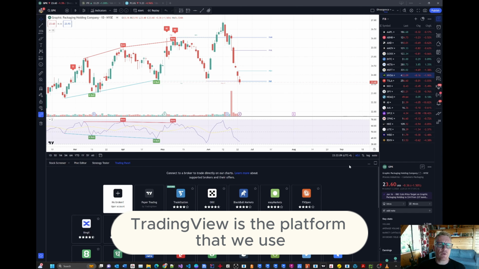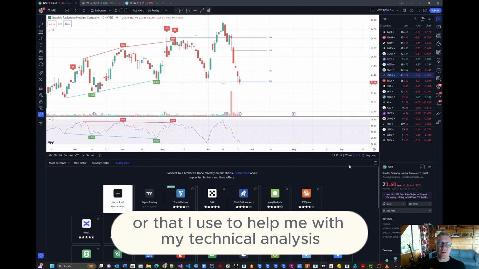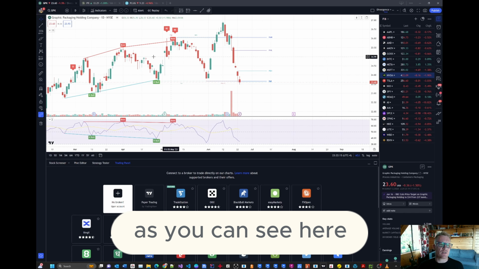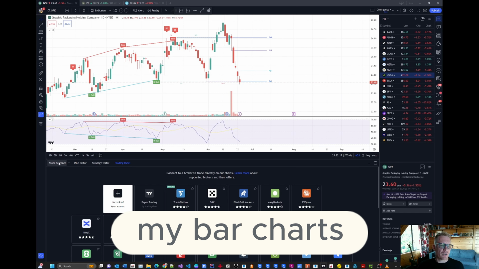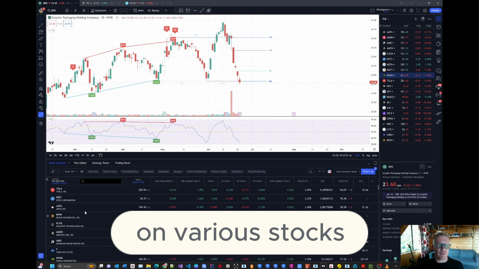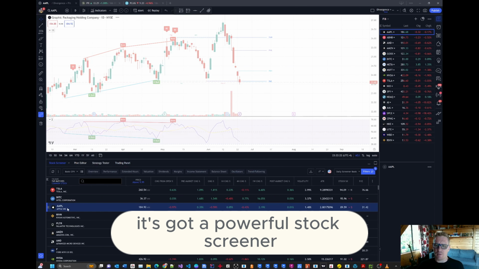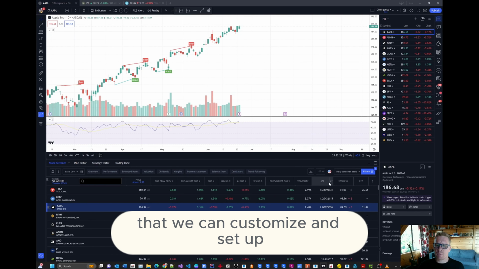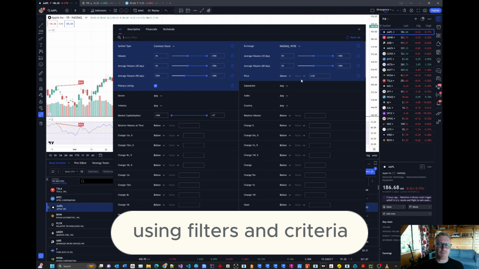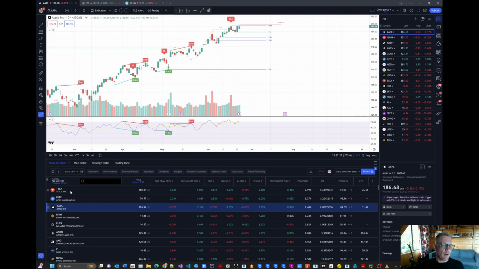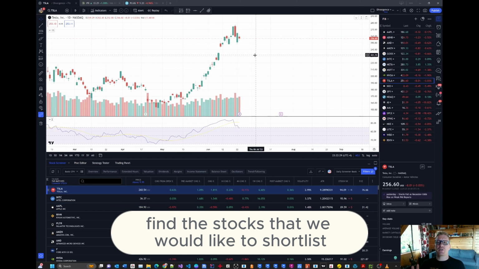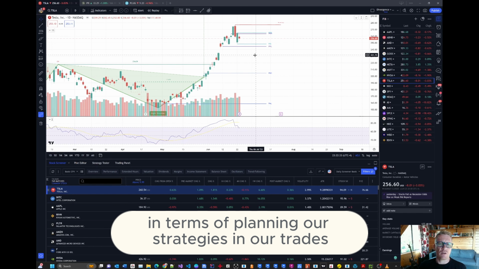So TradingView is the platform that we use, or that I use, to help me with my technical analysis. So this provides, as you can see here, my bar charts, stock charts, in other words, on various stocks. It's got a powerful stock screener that we can customize and set up using filters and criteria, and ideally find the stocks that we would like to shortlist for our research in terms of planning our strategies in our trades.